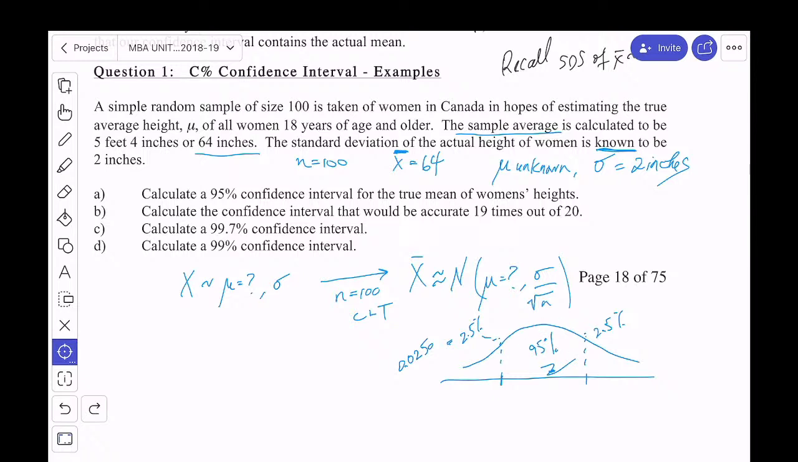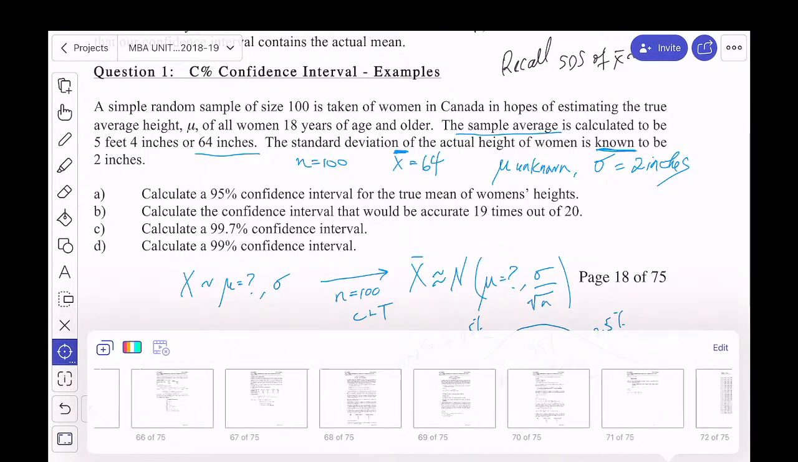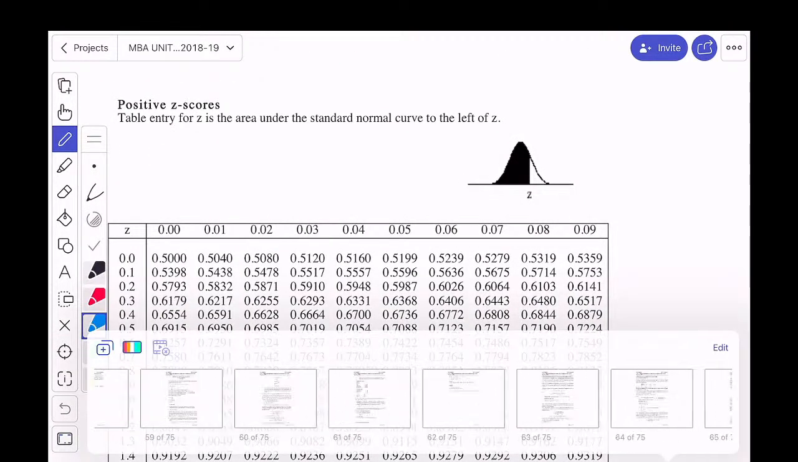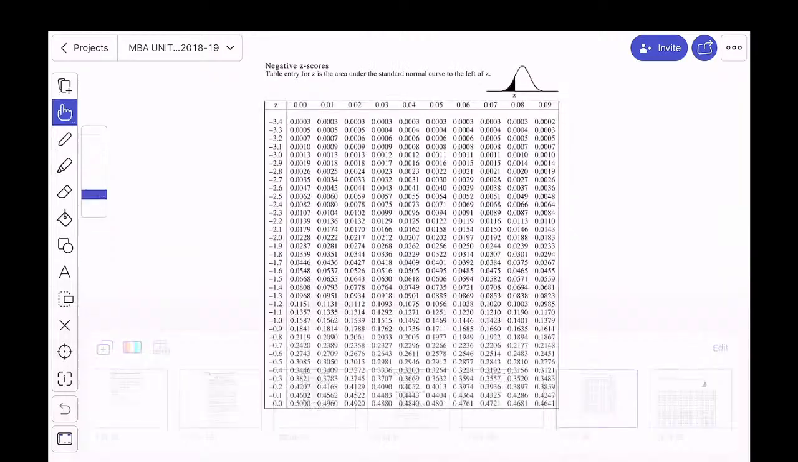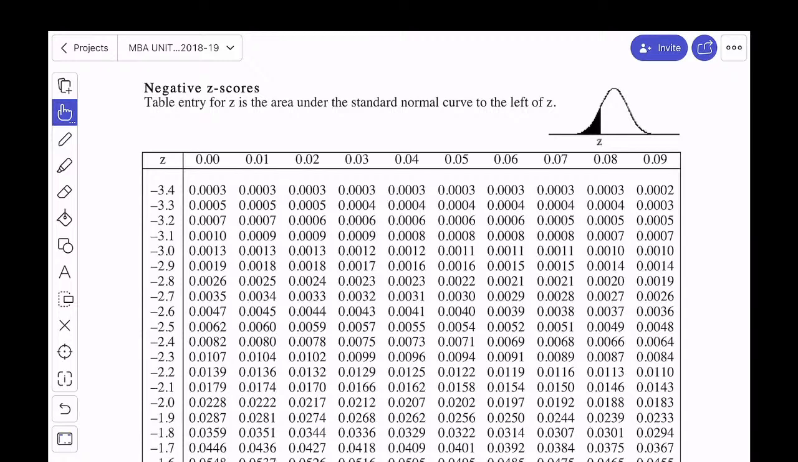So let's look for 0.025 inside the table here. It should be on the negative table. If I look for 0.025 inside the standard normal table, it would put me here, you see? Which corresponds to negative 1.96.